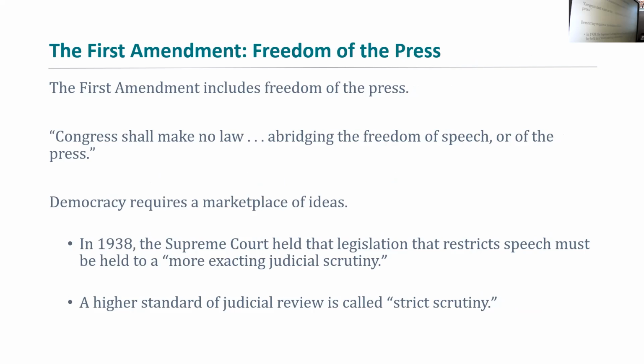Freedom of the press. Freedom of the press is a First Amendment freedom because it is utterly essential to the well-being of a democracy. Okay? The press has to be free, although theoretically it should be fair as well.